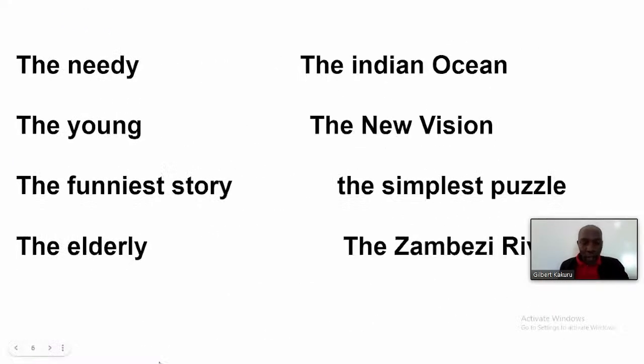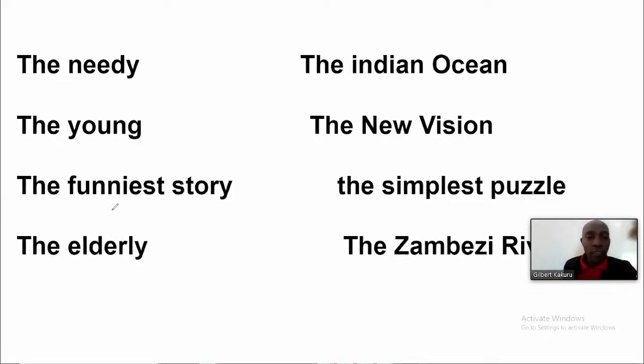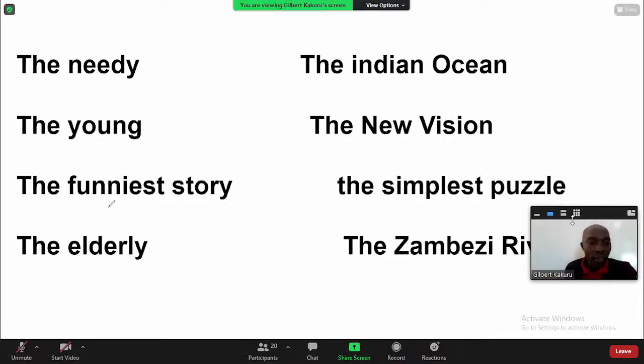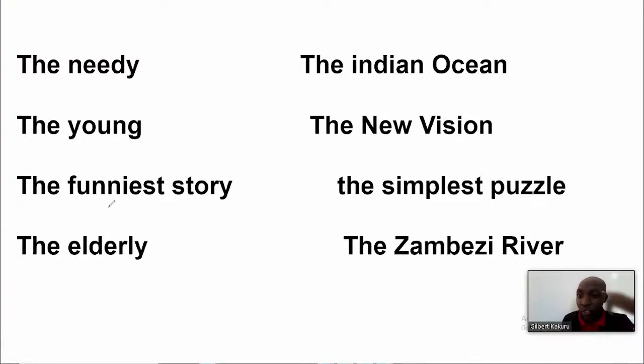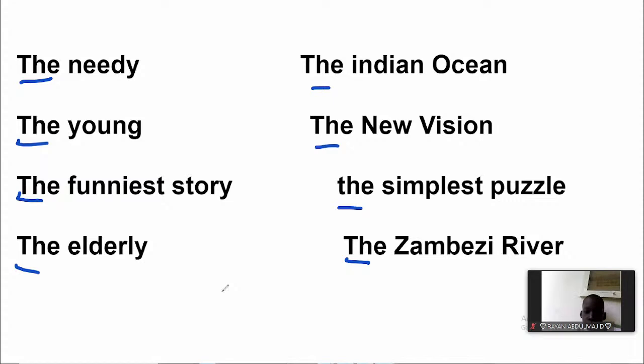Then we also have this slide here, which is a continuation of the other one. The needy, the young, the elderly, the Indian Ocean, the Zambezi River, or the Nile River, like that. All those we use the article "the". Yes, I have one answer already here, which was given to me.